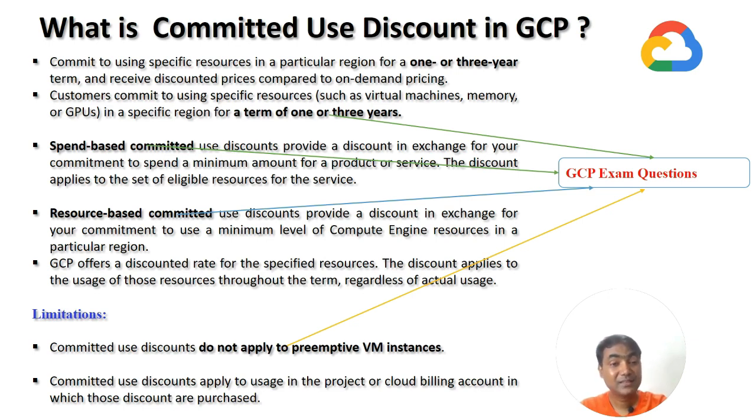As you can see here, some of the limitations of committed use discounts: committed use discounts do not apply to preemptible VM instances. Committed use discounts apply to usage in the project or cloud billing account in which the commitment is purchased. Guys, you remember one point, the committed use discount does not apply to preemptible VM instances. This point will help you for your GCP exam.